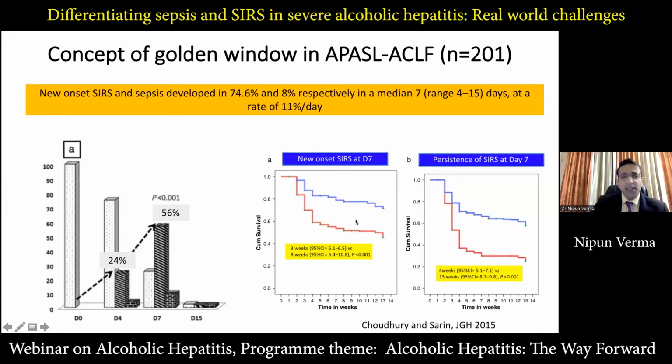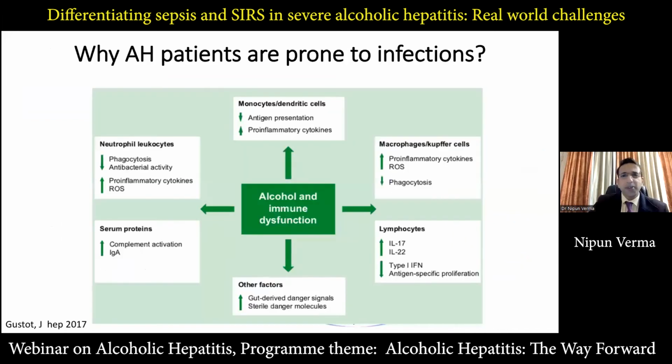So, summarizing the findings: in patients with alcoholic hepatitis presenting either with severe alcoholic hepatitis or with ACLF, the presence of SIRS will modulate their organ failures and mortality. And the incidence of infections is higher in patients with SIRS. So why are patients with alcoholic hepatitis prone to infections?